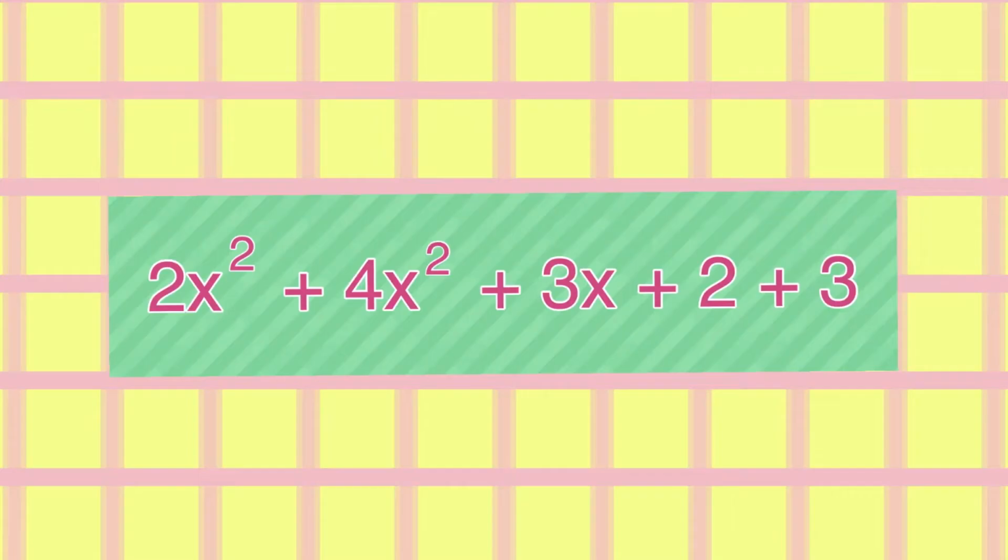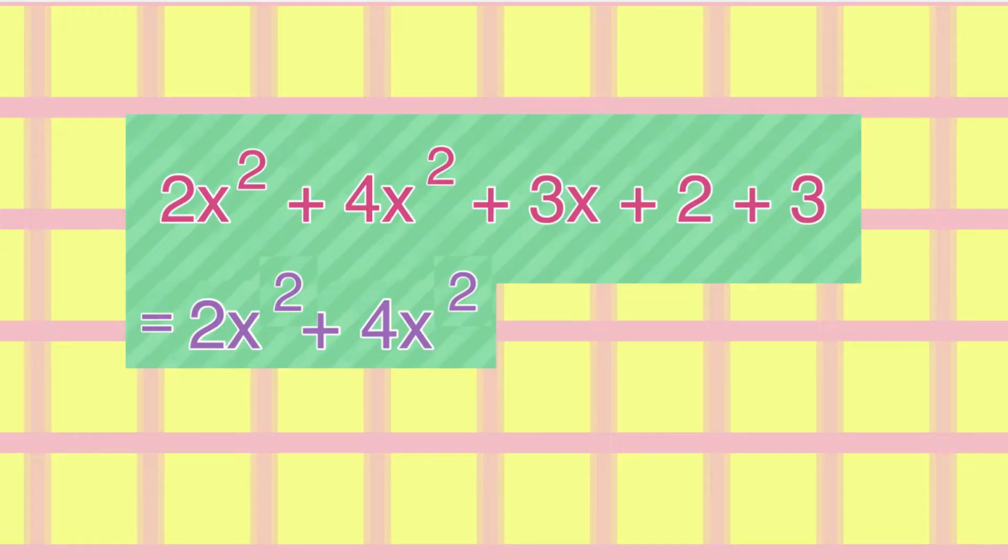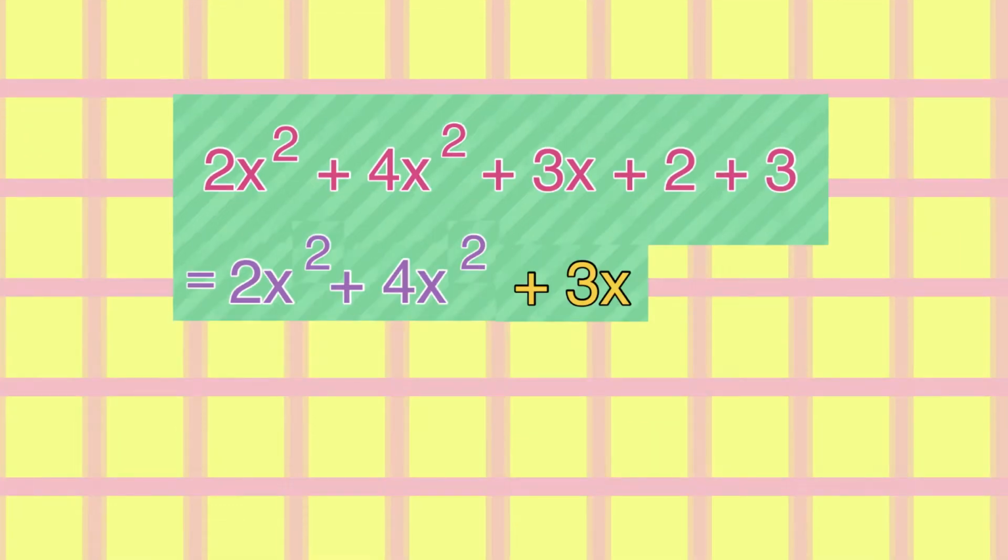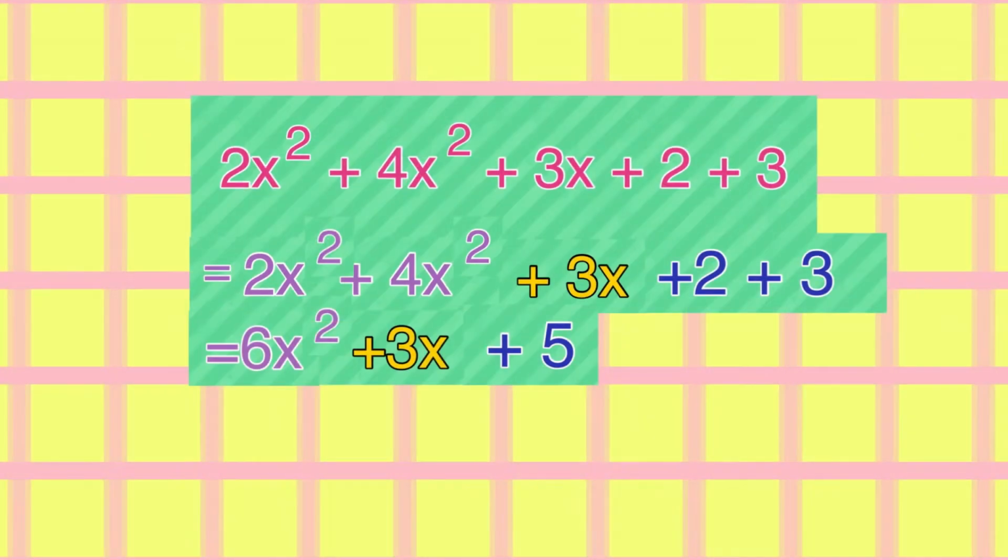So, for example, let's look at the problem 2x squared plus 4x squared plus 3x plus 2 plus 3. The like terms here first would be the x squareds, and so 2x squared plus 4x squared would be 6x squared. Next, 3x is a standalone, so it's just plus 3x, and then plus 2 plus 3 is 5.